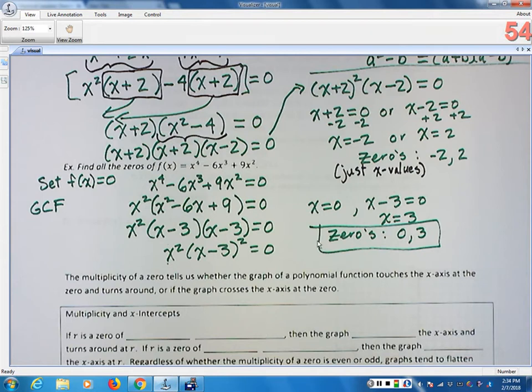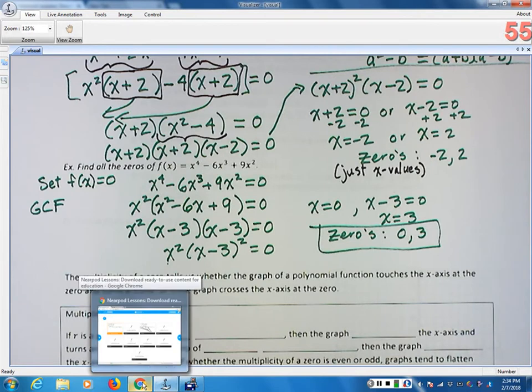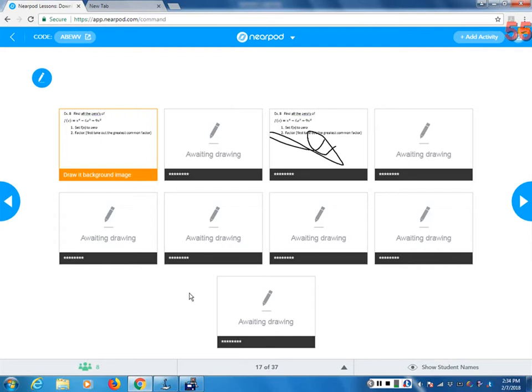So that factoring, it's really going to make this class much easier if you don't have factoring. I think most of you do. Oh, look, somebody drew something. Hey, that's good. I can see that's factored, yeah.